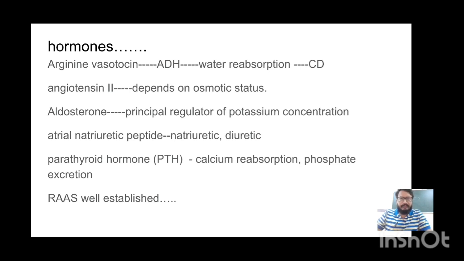Coming to aldosterone, it is the principal regulator of potassium concentration. It helps in sodium reabsorption and potassium secretion. Atrial natriuretic peptide is natriuretic and also diuretic. It helps in diuresis and natriuresis, the loss of sodium and the loss of water. Parathyroid hormone, which is most important, helps in calcium reabsorption and phosphate excretion. Therefore, it maintains the ratio of calcium and phosphate. The RAS system, the renin-angiotensin-aldosterone system, is very well established in birds.